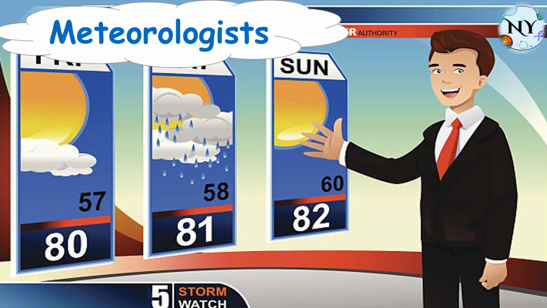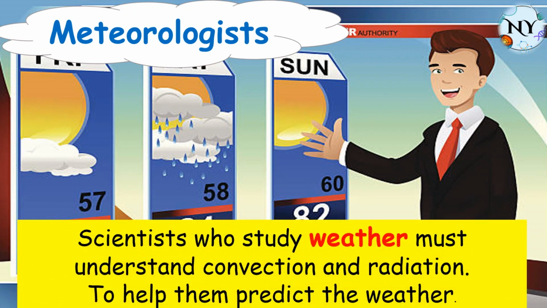Here we have scientists who are known as meteorologists. Repeat again, meteorologists. Who are meteorologists? They are scientists who study weather. And they must understand convection and radiation. It comes a lot in the exam as a give-reason question. Why? Meteorologists must understand convection and radiation to help them predict the weather.